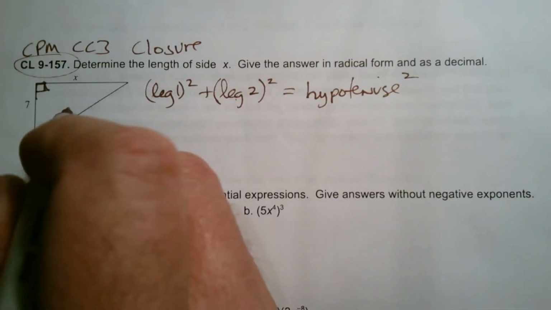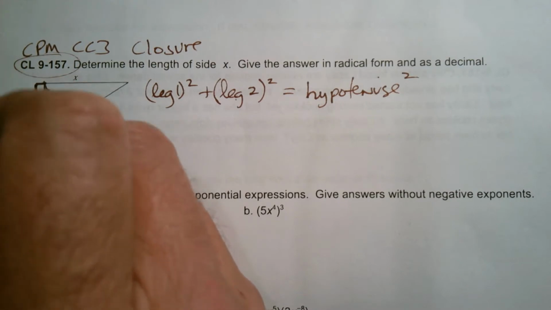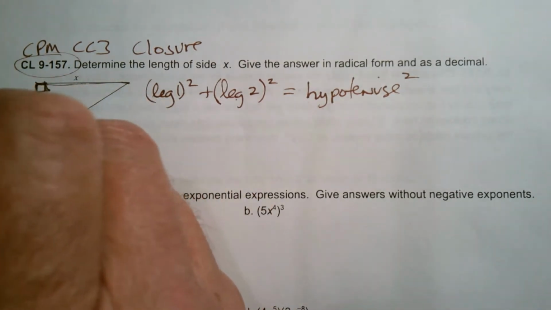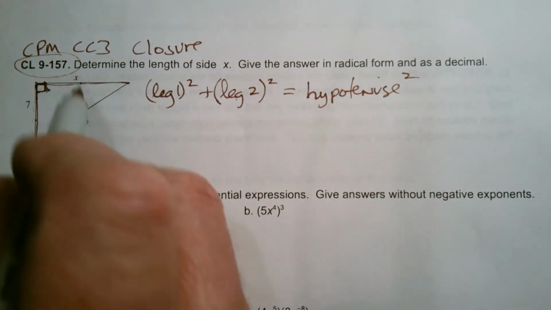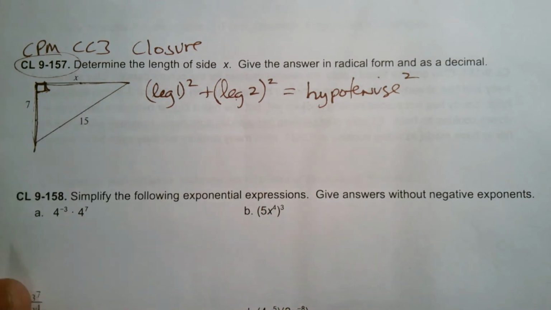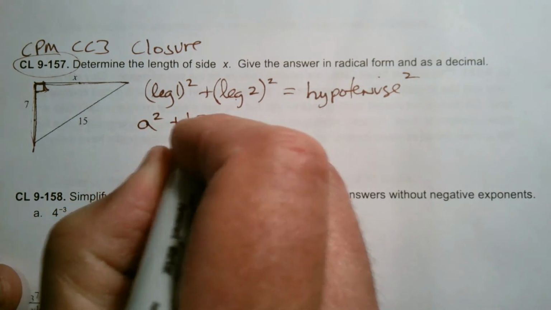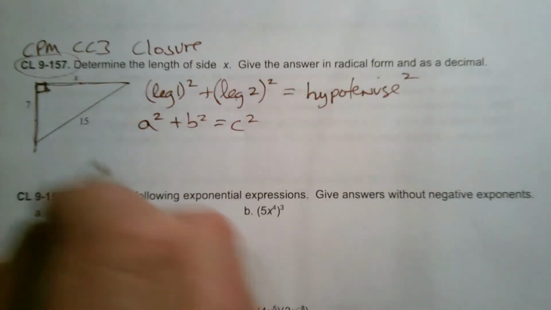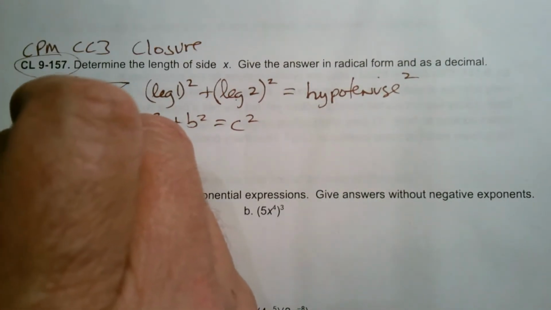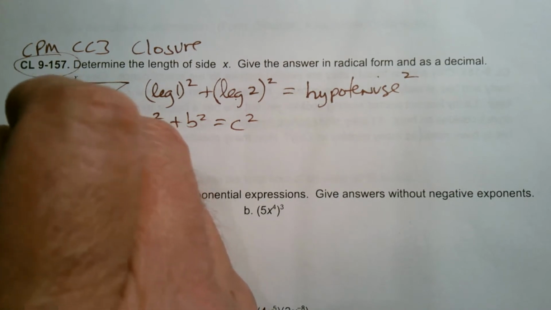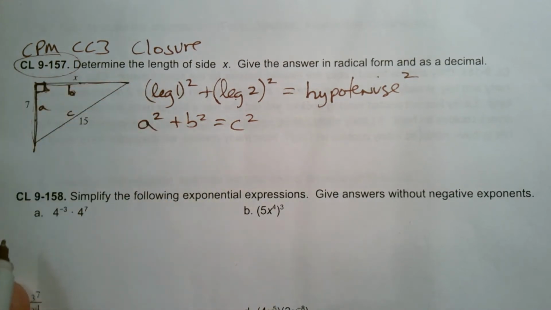So take the leg and square it, take another leg and square it, that's one way of writing the Pythagorean theorem. These are the legs, right? Where the 90 degree is formed, that's the legs. Leg squared plus leg squared equals hypotenuse squared. Or it's known as a squared plus b squared equals c squared, if we label our sides A, B, and C. The legs are A, B, the hypotenuse is C.